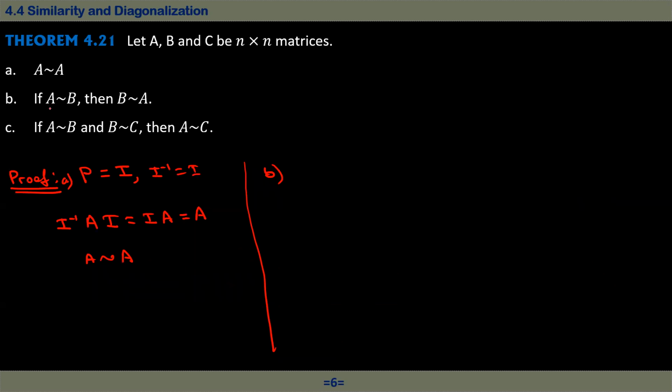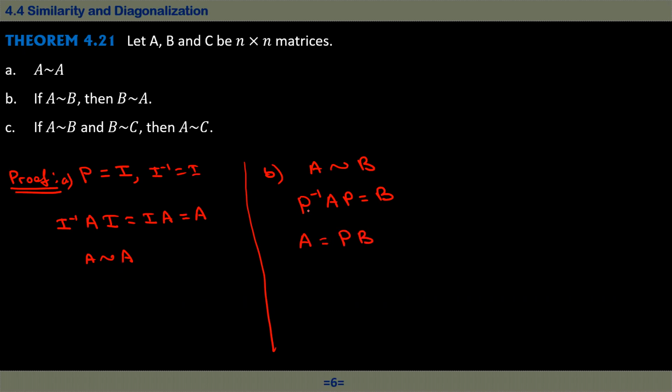So by definition, what does A is similar to B mean? We know that this is given: A is similar to B. That means that we can find some invertible matrix P where P inverse times A times P is equal to B. Now I'm going to show that I can also find some matrix Q where Q inverse times B times Q is equal to A. To do this, multiply both sides by P on the left and by P inverse on the right. So A will be equal to, on the left by P, and here we have B.